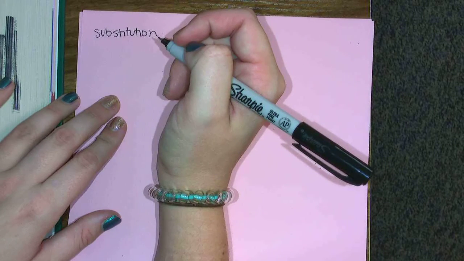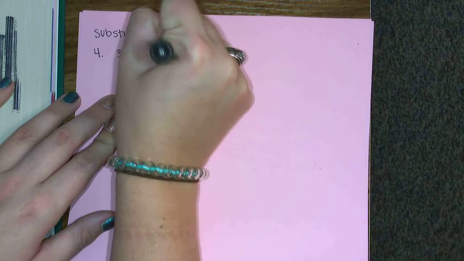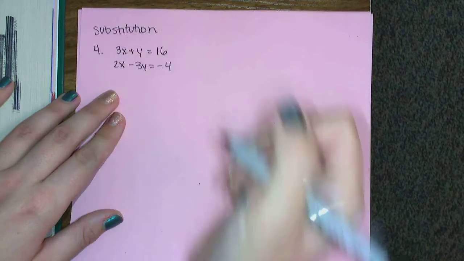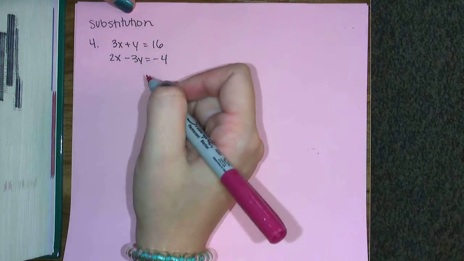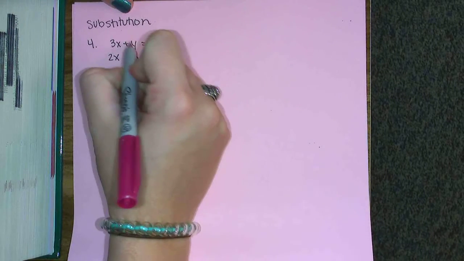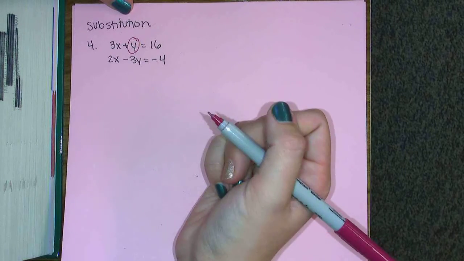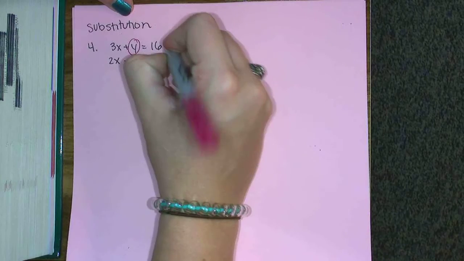So start with number 4. We have 3x plus y is equal to 16, and 2x minus 3y is equal to negative 4. For the substitution method, I want to solve one of the equations for a variable, and then I'm going to take that and plug it into the other equation. If there is a variable that's already by itself, like this y, we want to solve for that variable. You don't have to do it that way, but that's the easiest way to save you time. So if I want to solve for y in this equation, what do I get? Or how do I do it?